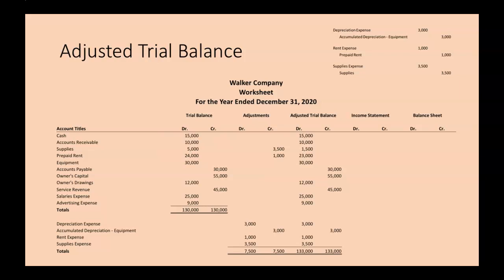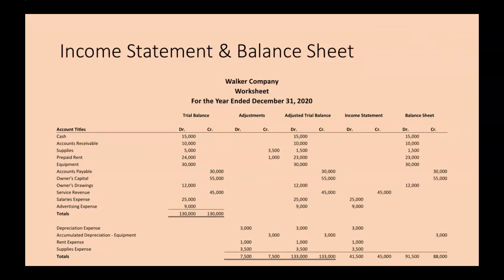So now you've filled out everything through the adjusted trial balance. And now your next two sections are for the income statement and the balance sheet. For the income statement, you'll be listing out the accounts that would appear on an income statement. Those are your revenues and expenses. The balance sheet is everything else. So let's fill this out.